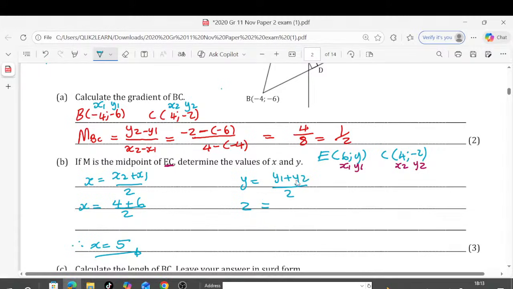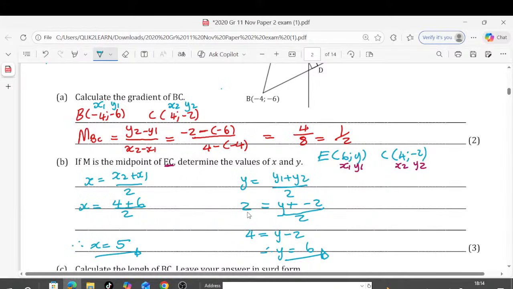Then what is your Y1? Your Y1 was Y. Then we need to add this to your Y2, which is -2. Divide everything by 2. So this will be 4, it's equal to Y minus 2. Therefore, what is Y equal to? Y is just +6. So guys, I know this is just algebra.